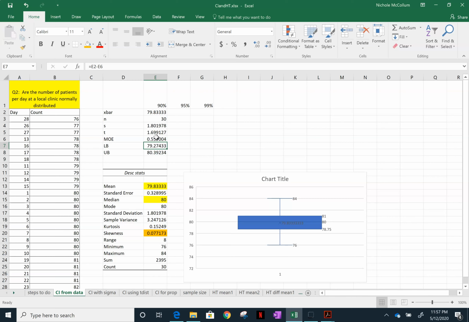And there it is. There's your lower bound and upper bound on the number of patients with 90% confidence. With 90% confidence, on average per day, I expect somewhere between 79.27 and 80.39 patients. That is the numbers I expect. Now, given this confidence interval, I can now ask my managers for enough people to have on staff to cover these number of patients, whether you look at the lower bound or the upper bound when you talk about it.